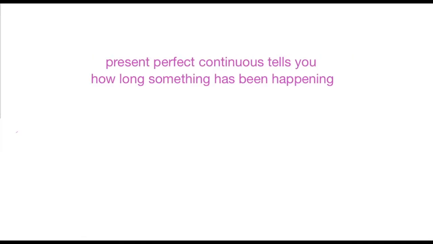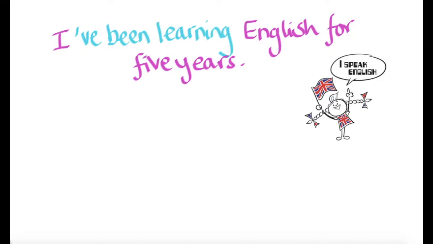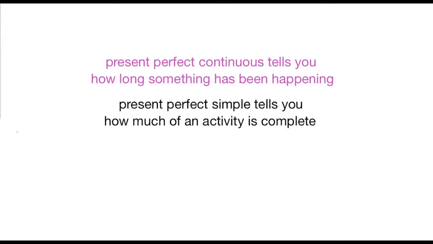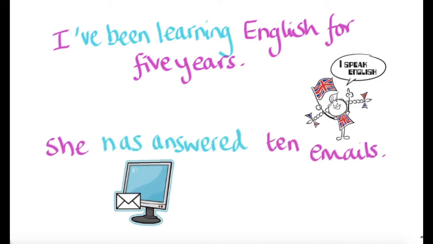Secondly, we use the present perfect continuous to talk about how long something has been happening. For example, I've been learning English for 5 years. So this is how long it's been going on. It's a continuing, a duration. So we use the present perfect continuous. Whereas the present perfect simple tells you how much of an activity is complete. For instance, she's answered 10 emails. This is implying also that these emails are completed.